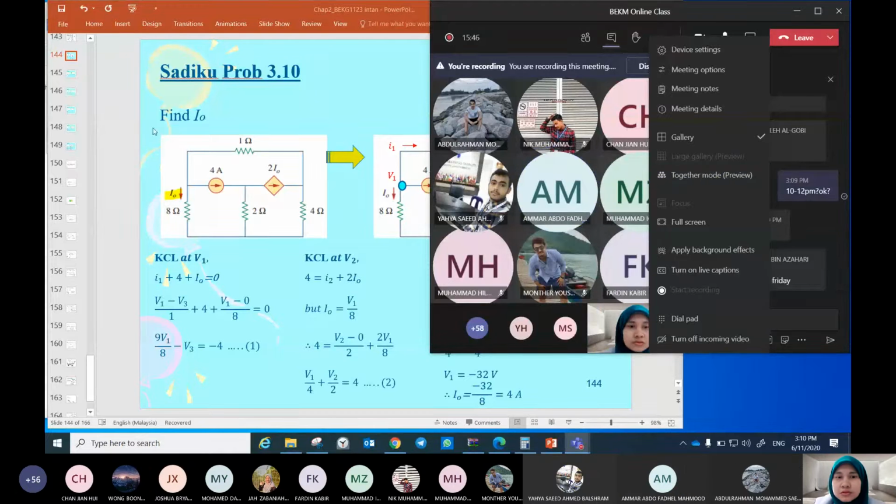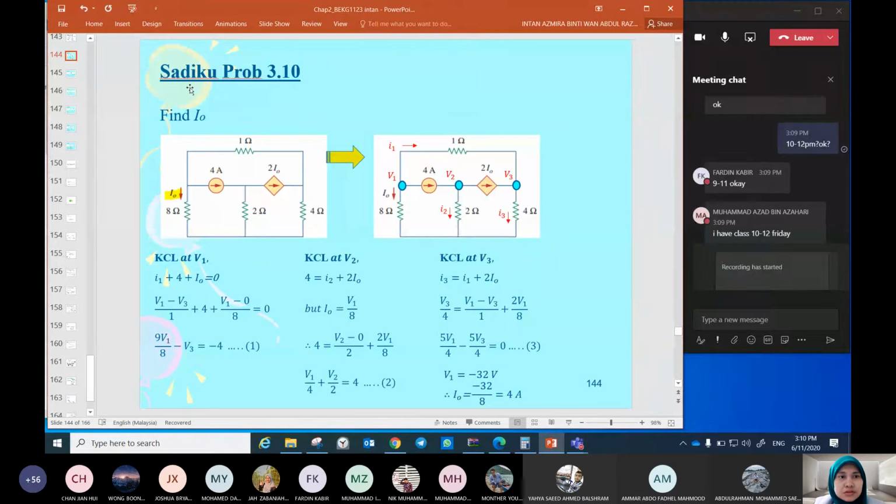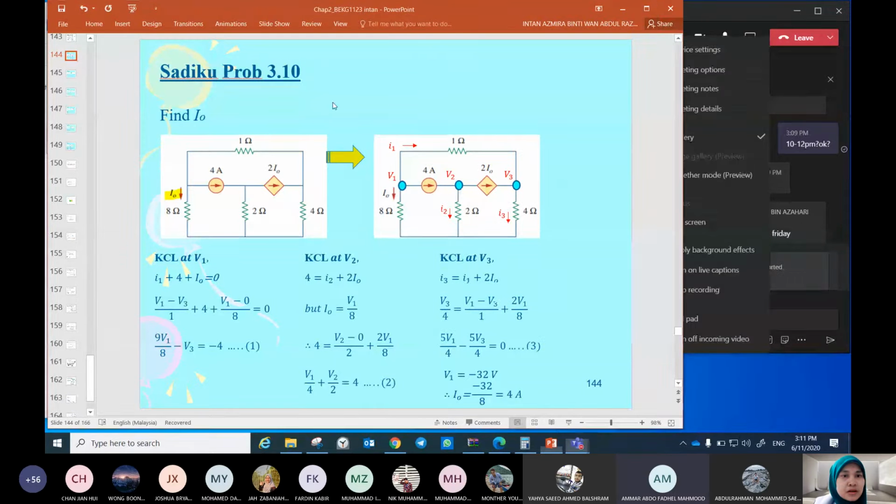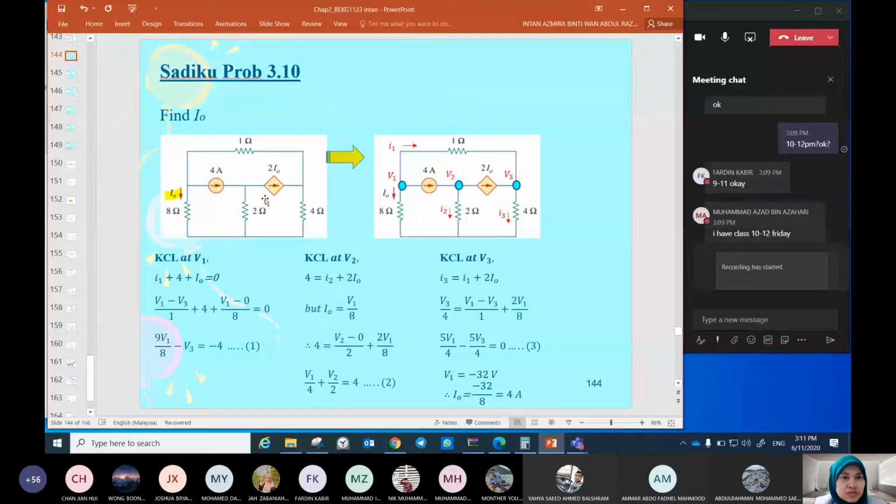Okay, so this is taken from the Sadiku textbook. Find I naught. I naught is the current that flows through the 8 ohm resistor.